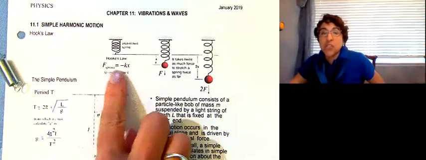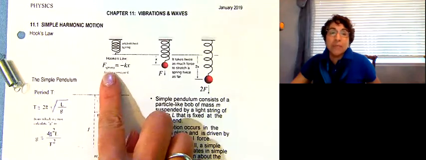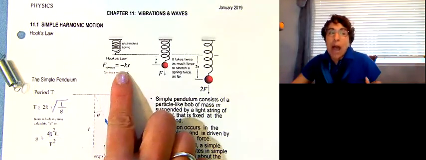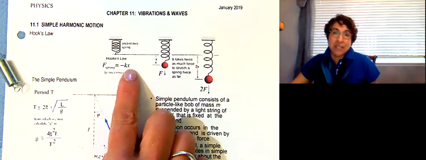So we have a relationship: the force of the spring is equal to the spring constant, that tells you how hard or easy it is to stretch it out or push it in, and the distance. So X is actually the distance.